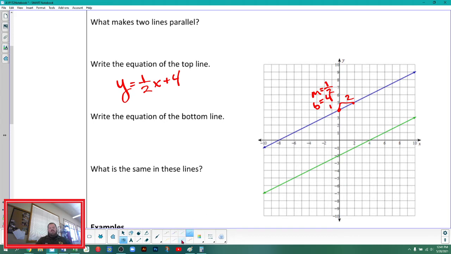In this other one, it goes through negative 2, and it also goes up 1 and over 2. And maybe you knew this going into it, maybe you didn't. It has a slope of 1/2, and it has a y-intercept of negative 2. So we get the equation y equals 1/2 x minus 2.